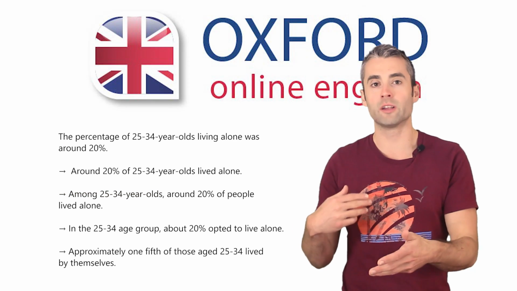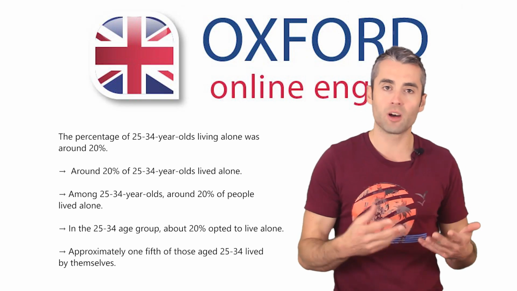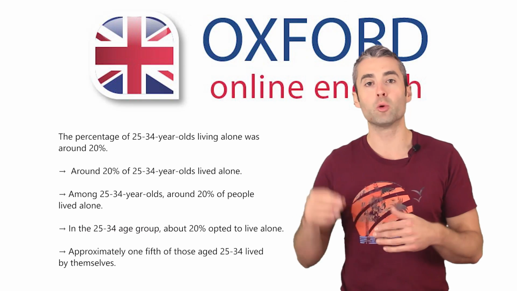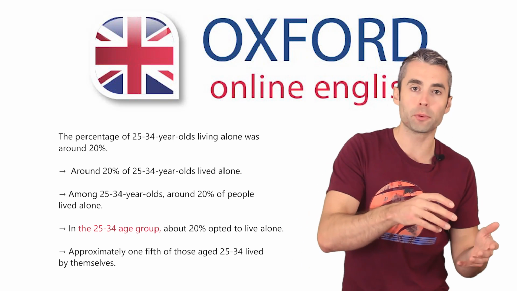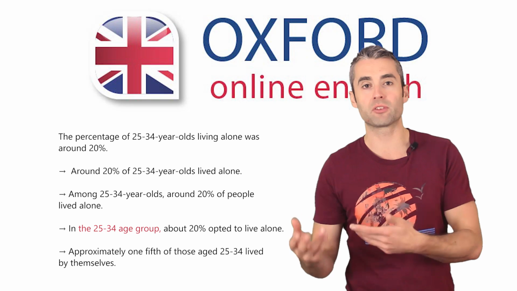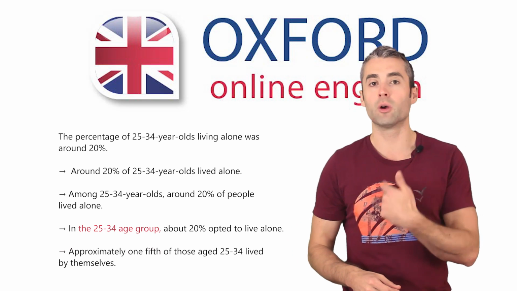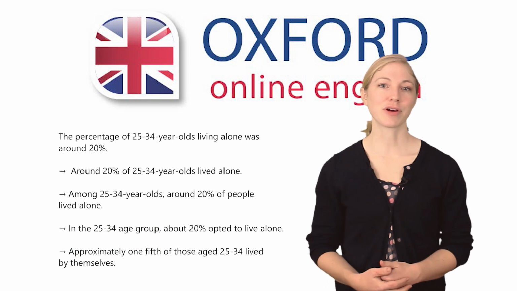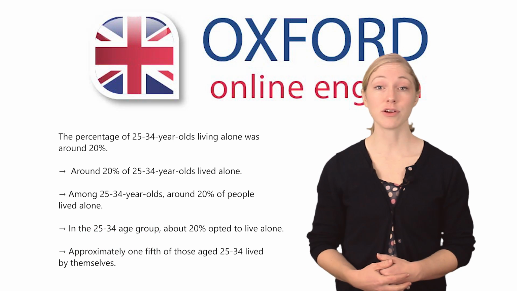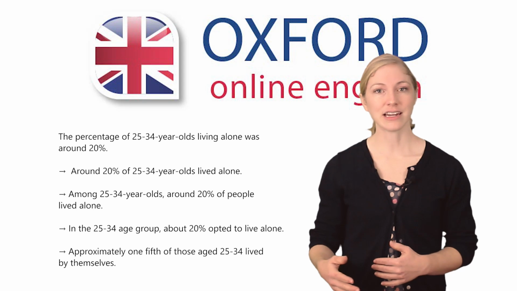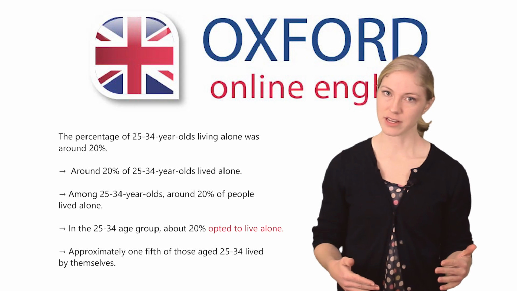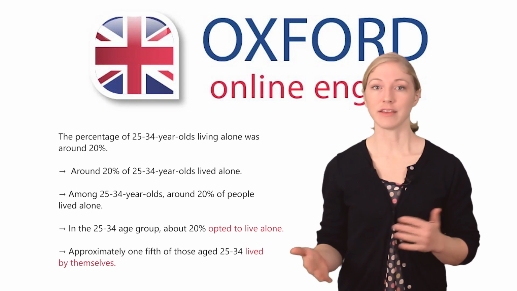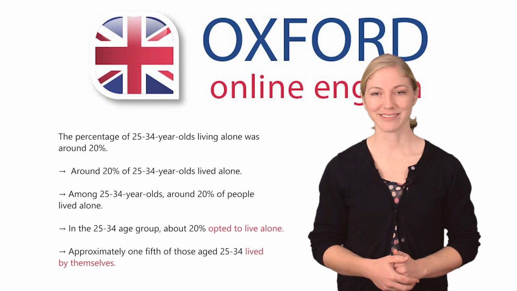You can use different words to refer to the same thing. For example, instead of 25 to 34-year-olds, sentence 3 refers to the 25 to 34 age group. Instead of around 20%, sentence 4 refers to approximately 1/5. Sentences 3 and 4 also change the words lived alone, either by adding an idea, opted to live alone in sentence 3, or by paraphrasing, lived by themselves in sentence 4.